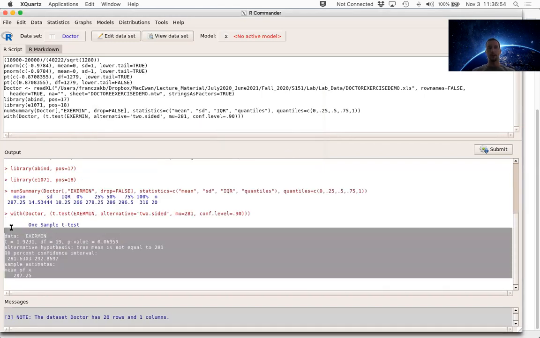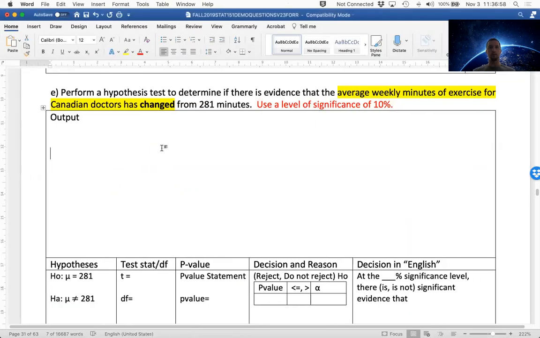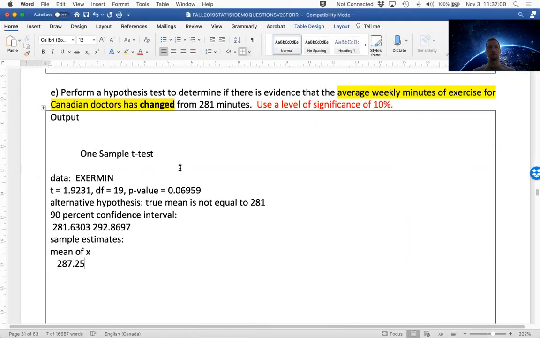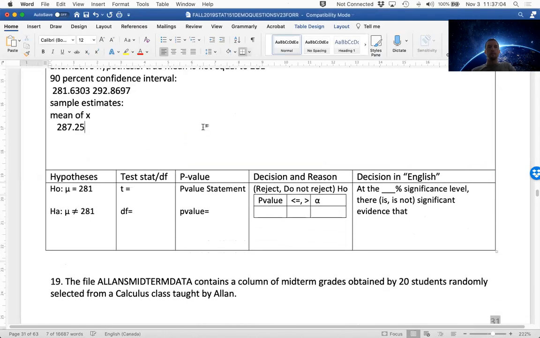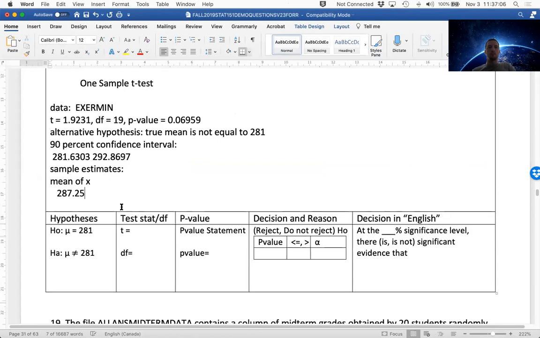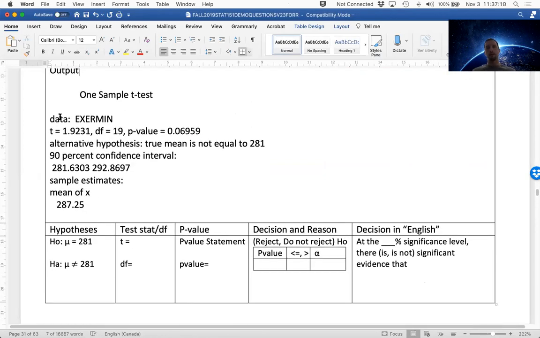Okay, so here's the output from the test. Let's take this over to the Word doc so that we can take a look at it. All right, so let's break apart this output using a similar table to what we were using before. First off, you can see that it has the data name and then it has T, degrees of freedom, and p-value. So the T here is our test statistic. Okay, so that is what we calculated by hand in the previous question.